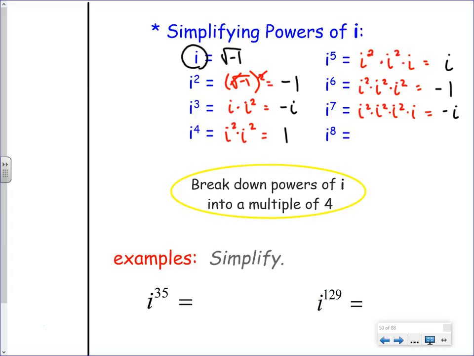i to the 8th is positive 1 times positive 1, which is 1. Every 4 it repeats. Because i is i to the 5th, i squared is i to the 6th, i cubed is i to the 7th, i to the 4th is i to the 8th.